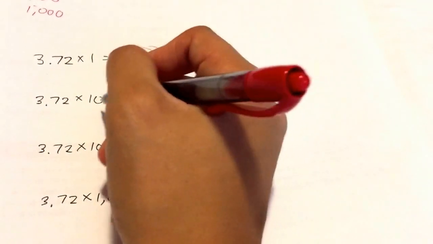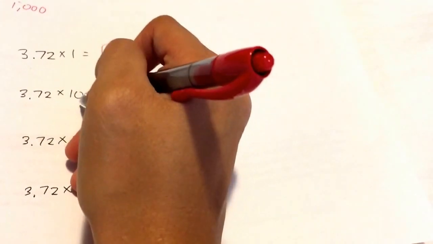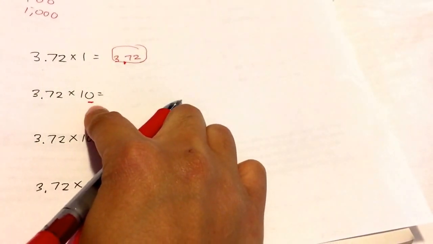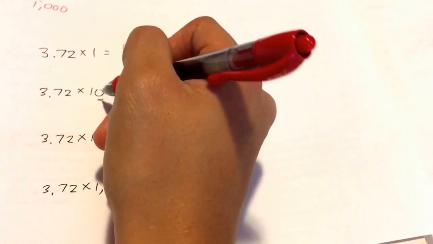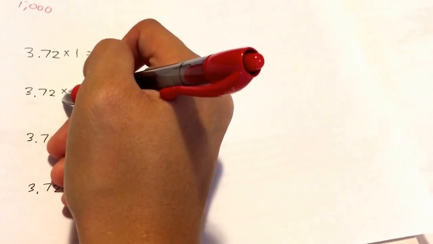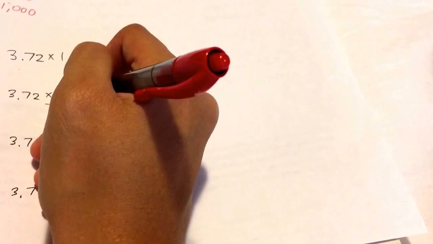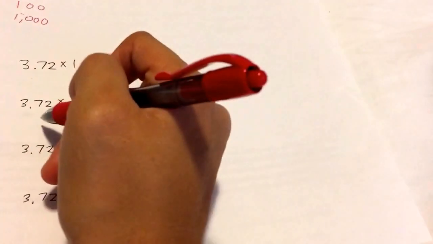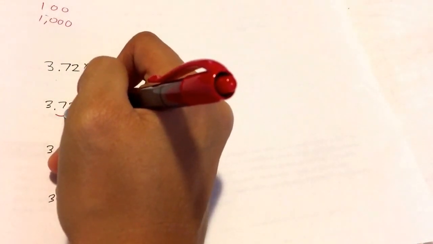For the second one, we're multiplying by a power of 10. You have 1 0. So you're going to move the decimal 1 time. And since we're multiplying by a number larger than 1, the number is going to get bigger. So we're going to move the decimal to the right. So we're going to take this decimal right here and move it 1 time to the right. And so it should look a little like taking this decimal and moving it 1 place value.